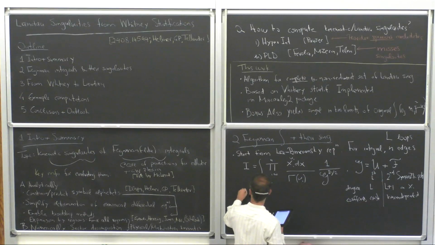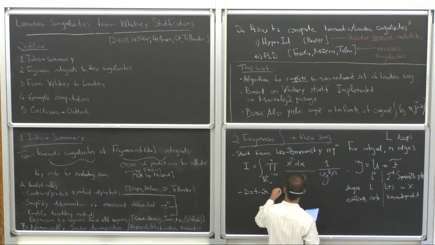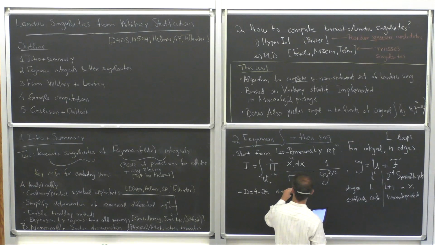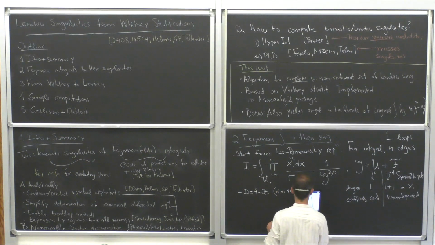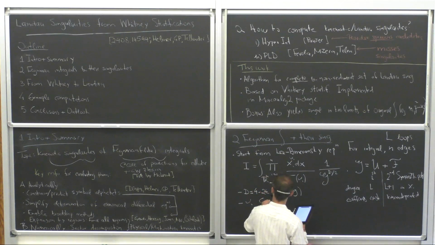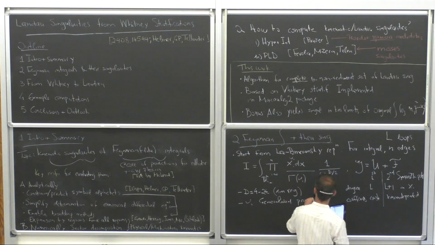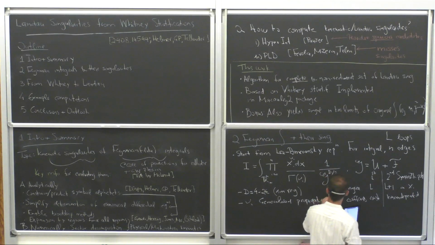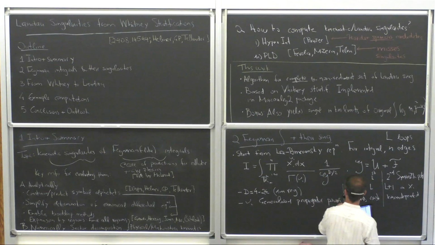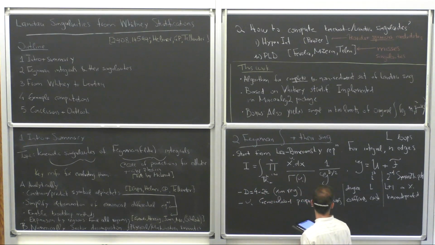So we are in D equals 4 minus 2 epsilon dimensions, so we are working in dimensional regularization. The nu_i are the generalized propagator powers. No, just dimensional regularization.